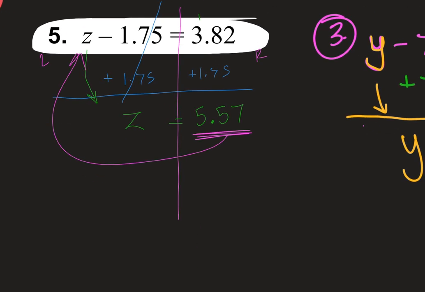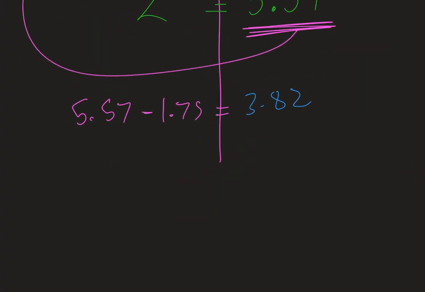In fact, I'm just going to rewrite it. 5.57 minus 1.75. Does that equal 3.82? Well, how I have always subtracted and messed with decimals is I make them vertical. So I'm going to try this. 7 minus 5 is 2. I can't do 5 minus 7, so I'm going to borrow and do 15 minus 7 is 8. 4 minus 1 is 3. So look, I got 3.82 and 3.82.